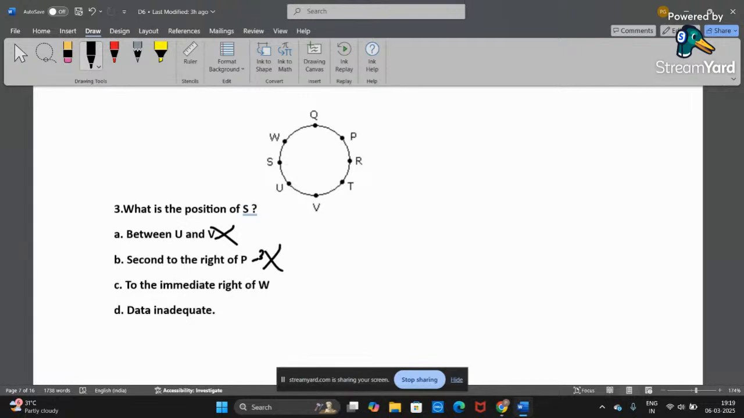So to the immediate right of W. Yeah, it is immediate right of W. This can be the answer. The next one is data inadequate. So this is wrong. The option is C.